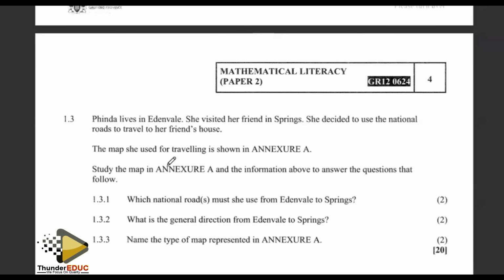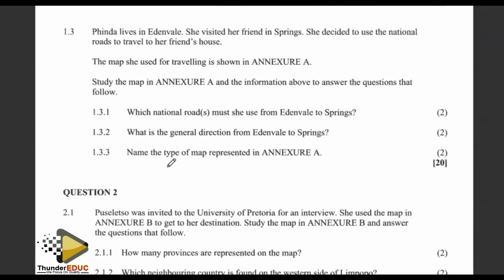Okay, question number 1.3. Brenda lives in Endelville. She visited her friend in Springs. She decided to use the national roads to travel to her friend's house. The map she used for traveling is shown in Annexure A. Study the map in Annexure A and the information above. Answer the questions that follow. Which national roads must she use from Endelville to Springs?